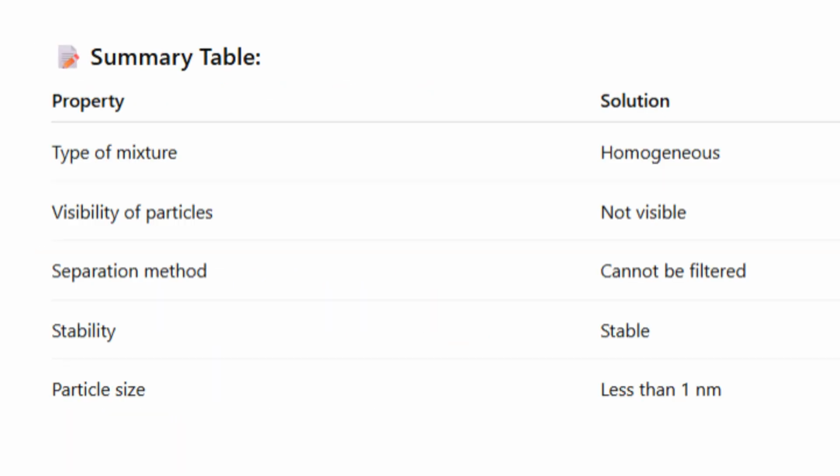Summary table. Property, solution. Type of mixture, homogeneous. Visibility of particles, not visible. Separation method, cannot be filtered. Stability, stable. Particle size less than 1 nanometer.